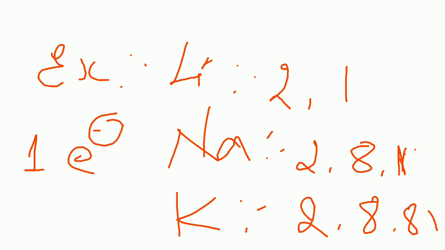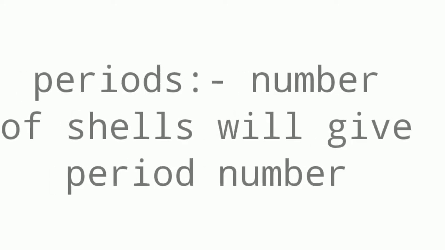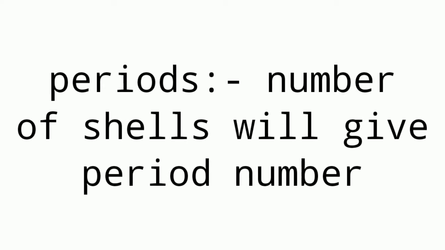What is meant by valence electrons? Valence electrons are the electrons present in the outermost shell. Electrons present in the last shell or outermost shell are known as valence electrons. Whereas periods are the horizontal rows, that means left to right. Elements from left to right are known as periods.